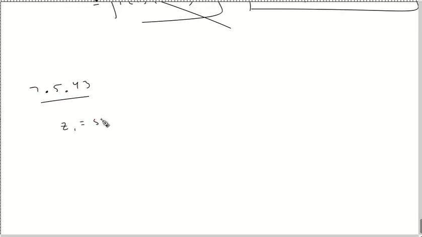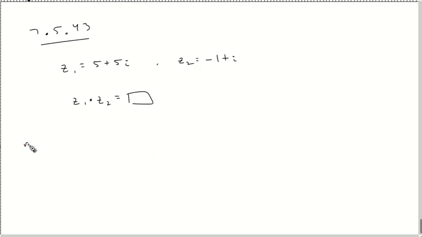I got Z1 is equal to 5 plus 5i. I've got Z2 is equal to negative 1 plus i. And they say find Z1 times Z2. All right, finally a challenge. Finally something that we can do. Oh, man. Okay, now this is actually fun because it's not so boring. There's 2 ways to get this answer. I'm going to do it the manual method.